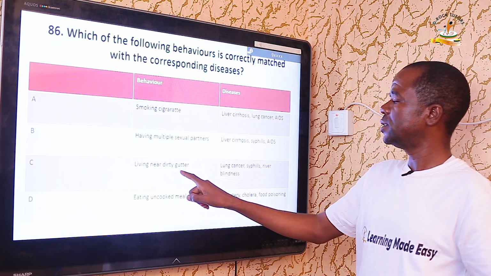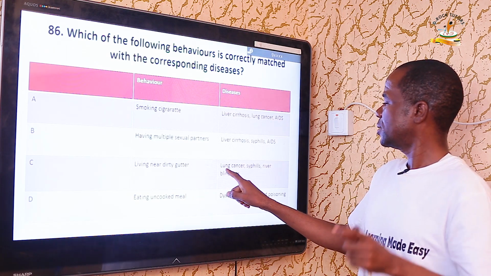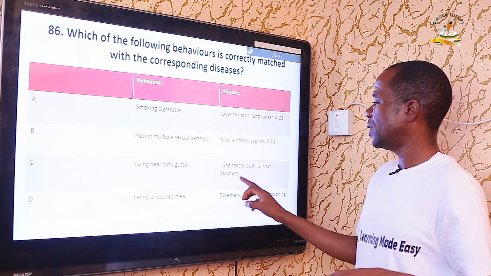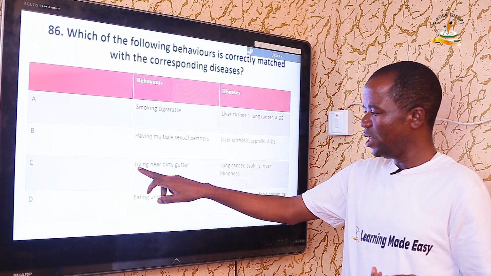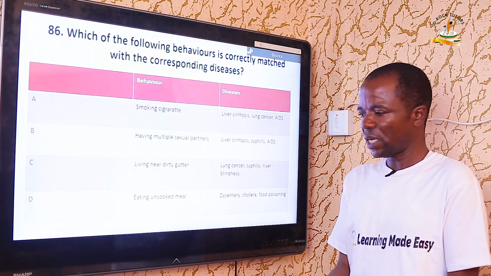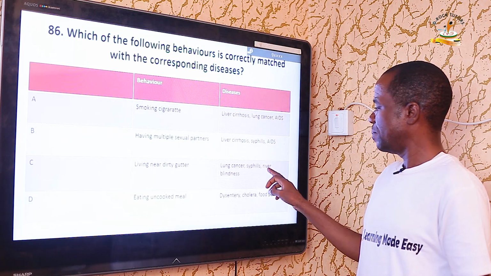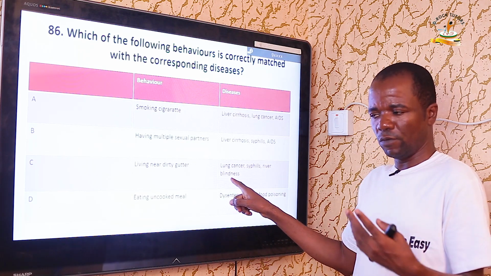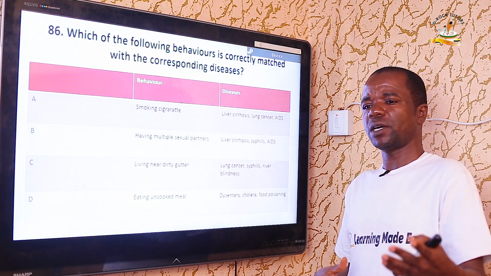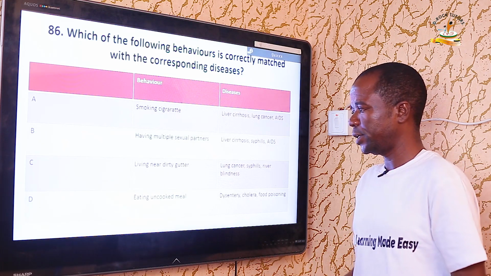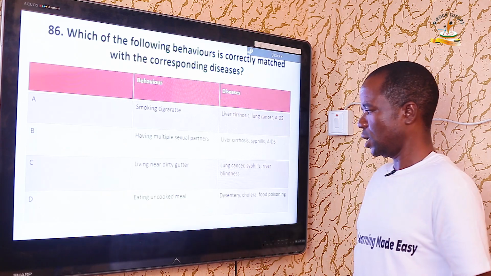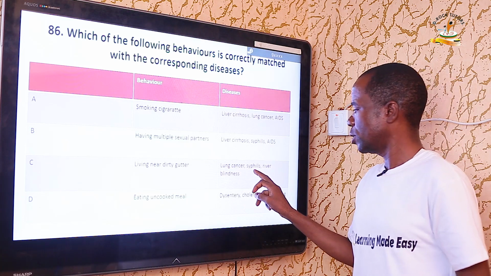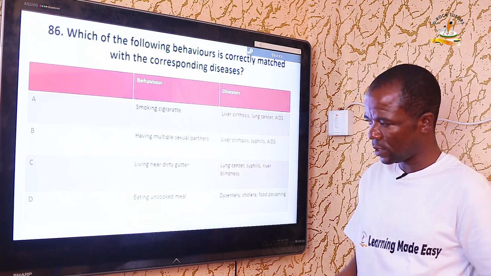Now, living near dirty gutter, can it cause lung cancer? It can't. Can it cause syphilis? It can't. Can it cause river blindness? Definitely, because living near dirty gutter, if there are water bodies there, then there can be black fly, because black fly is the vector of river blindness. Don't forget, river blindness is also called onchocerciasis. The vector is black fly. So option C is incorrect, because living near dirty gutter cannot cause lung cancer. It can also not cause syphilis. That leaves us the correct answer, D.